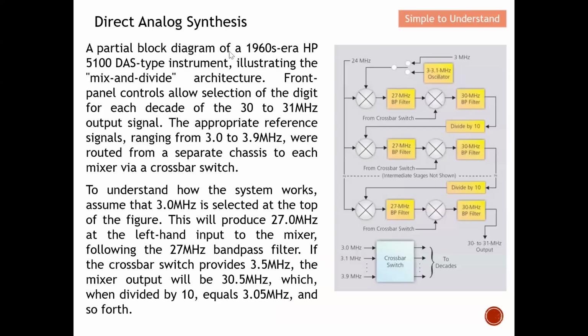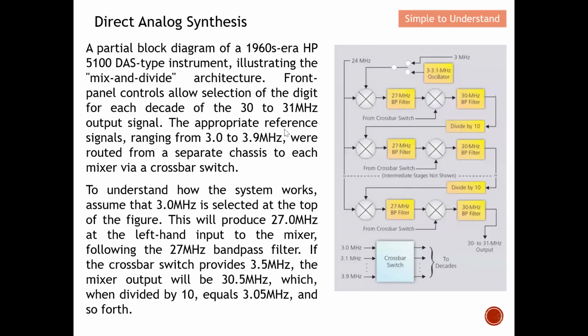A partial block diagram of a 1960s era HP 510 DAS type instrument illustrates the mix and divide architecture. The front panel allows selection of the digit for each decade of the output signal, from 30 all the way to 31 megahertz.